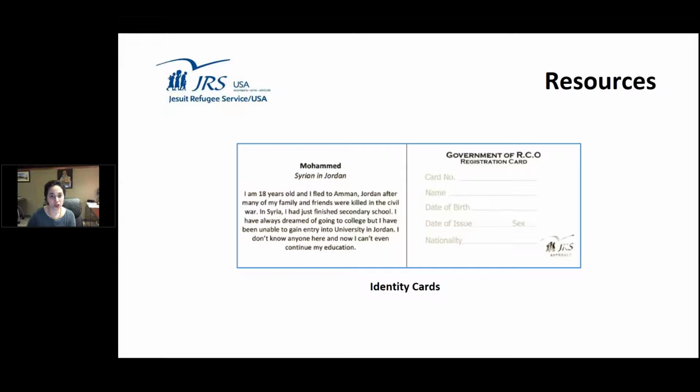And just a couple more pictures. So this is the sample identity card I wanted to share. So what you have is just the name and nationality and current location of a real refugee and a brief story about their circumstance. And so these are real stories of real JRS beneficiaries, individuals that we work with through our programs.